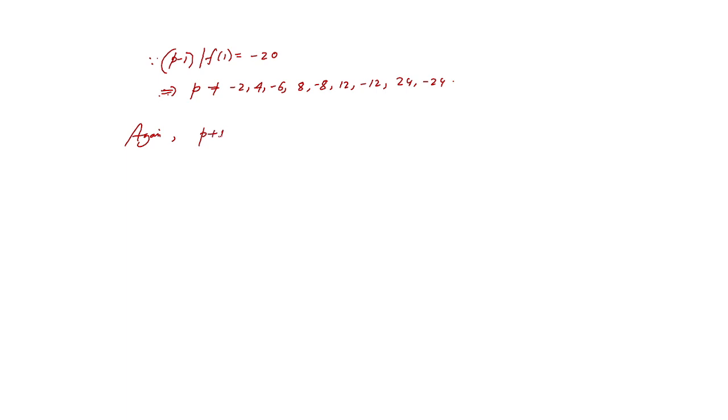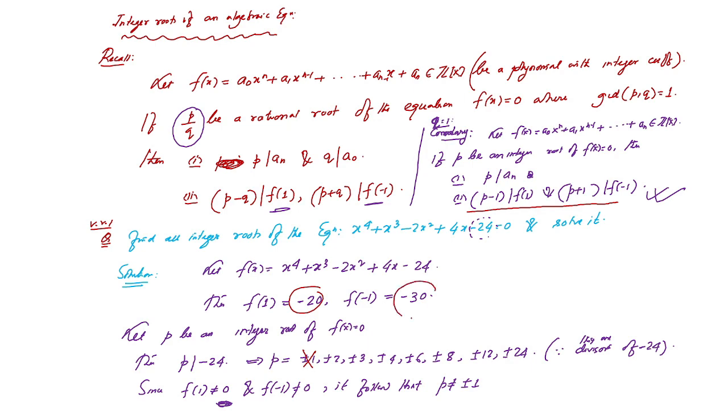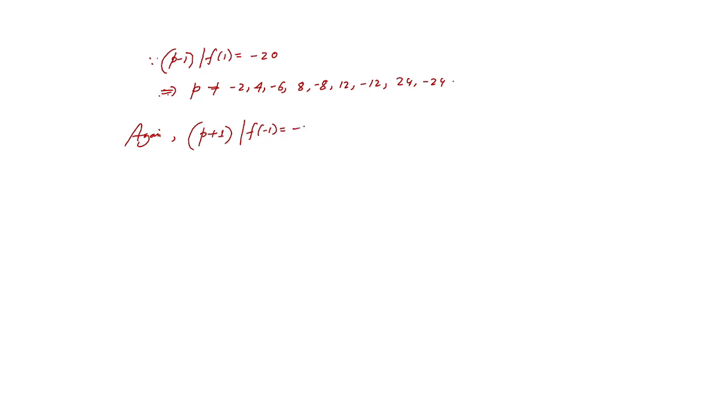Again, p plus 1 is a divisor of f(-1). So what is f(-1)? This is minus 30. From that you can conclude p is not equal to 3 and 6.